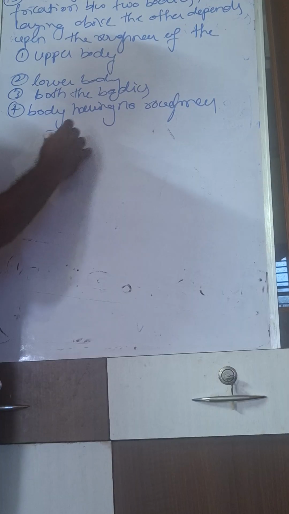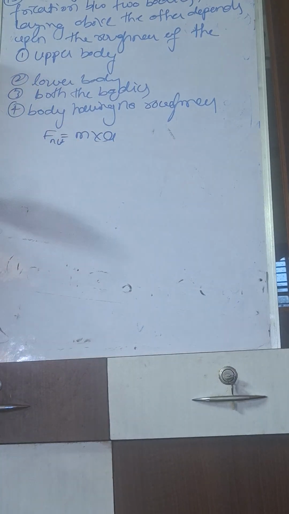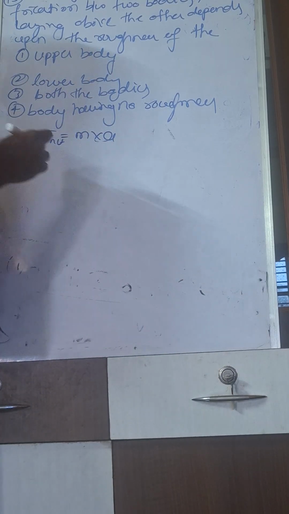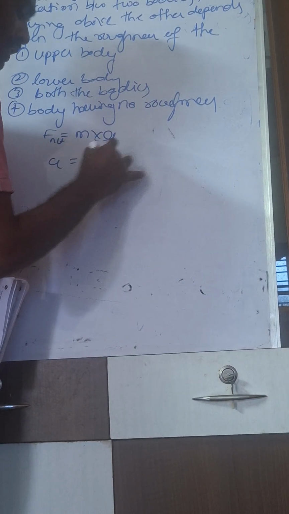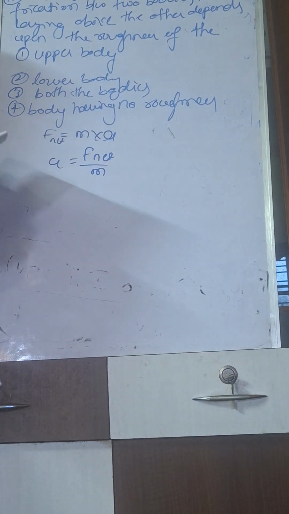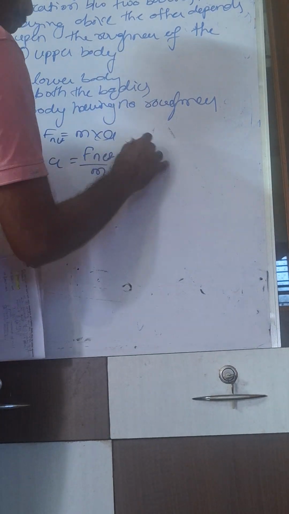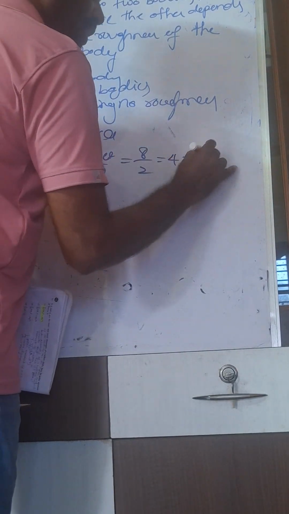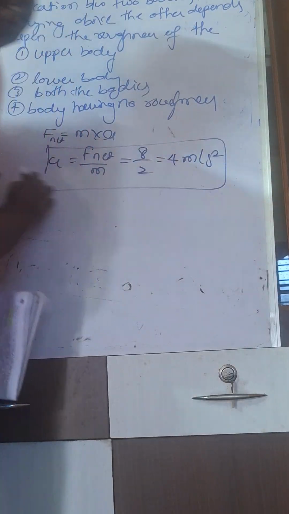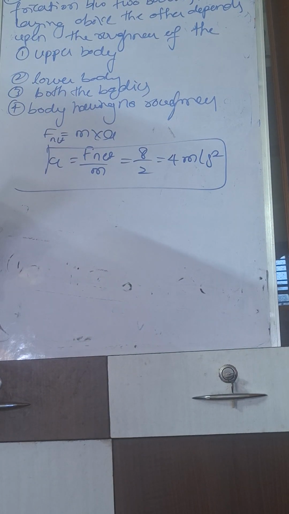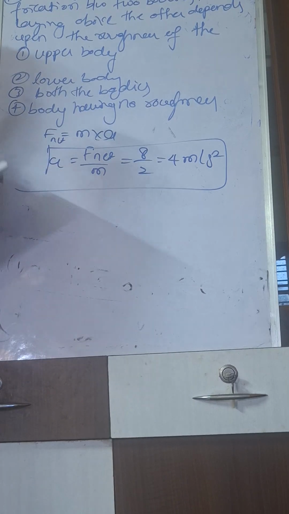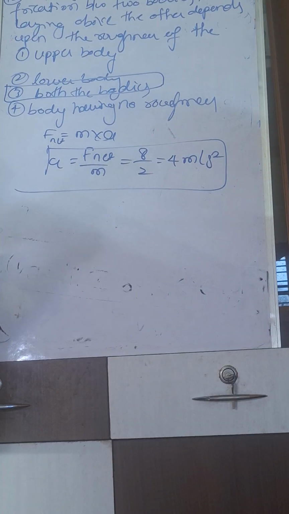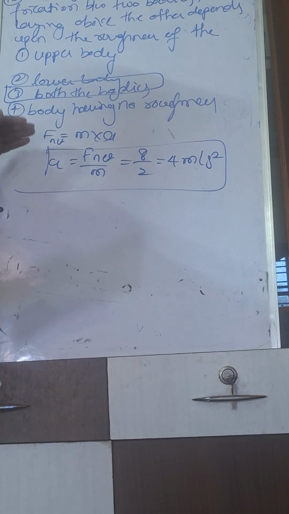See, net force is equal to mass into acceleration. You have to find out the acceleration, net force divided by mass. For example, force is equal to 8, mass is equal to 2 kg, acceleration is 4 meter per second square. This is not the acceleration due to gravity. Then the answer is both the bodies. Why? This is 4 kg, both the sides.